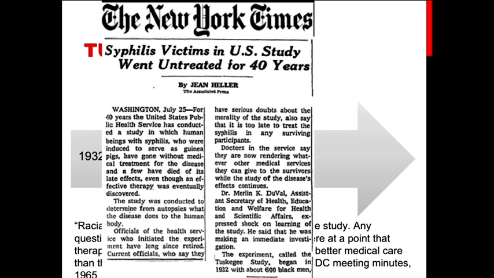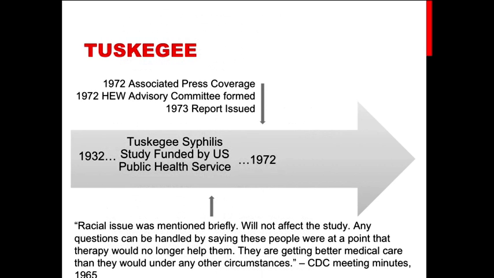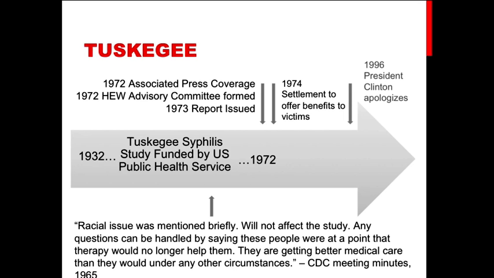Finally, in 1972, 40 years after the study began, news got out about the research and Americans were appalled. A committee investigated the ethics of the study and determined that participants did not give informed consent. The study was halted. Though many of the study's participants had already died, those alive were given some compensation. In 1996, President Clinton issued a formal apology for the U.S. Public Health Service study.